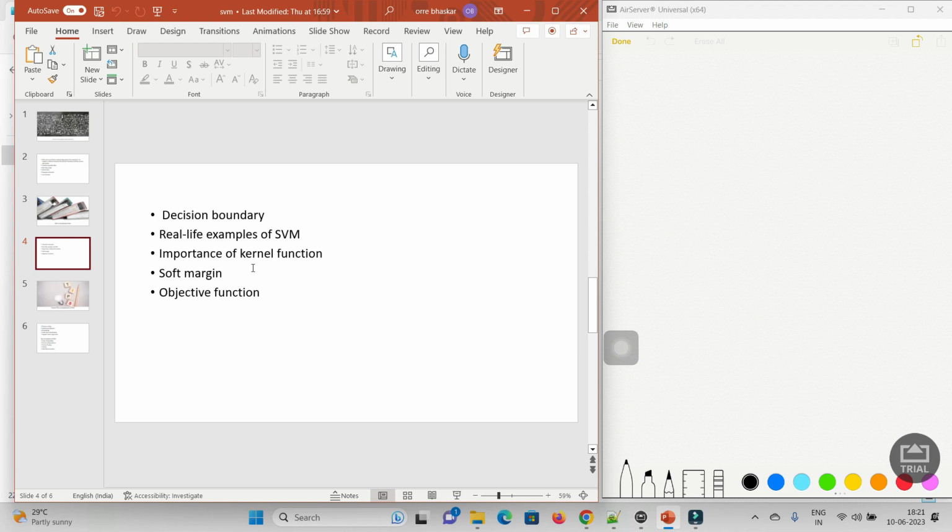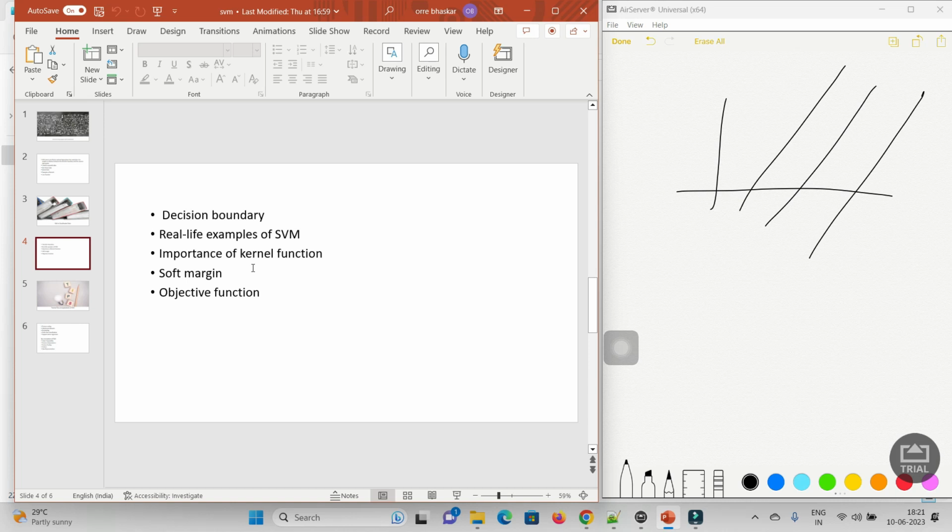But what if our data isn't perfectly separable? That's where soft margin comes into play. Soft margin SVM allows for a trade-off between maximizing the margin and allowing some misclassification. That means we have a line and we have two decision boundaries.